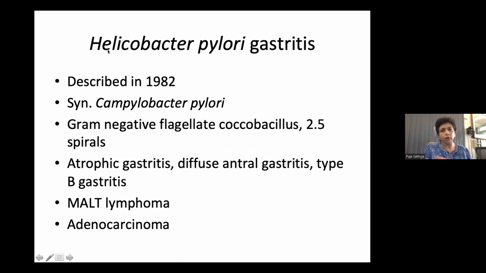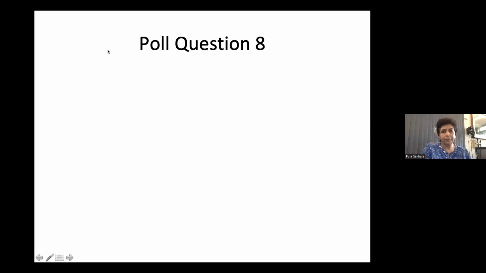Poll question 8. Can you please share the poll question? So which special stain is done to identify H. pylori? Is it immunohistochemistry, Warthin-Starry, modified Giemsa, or all of the above?